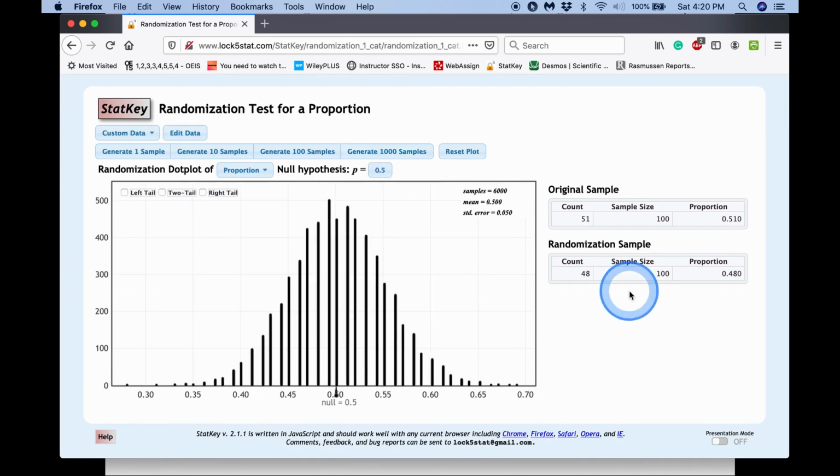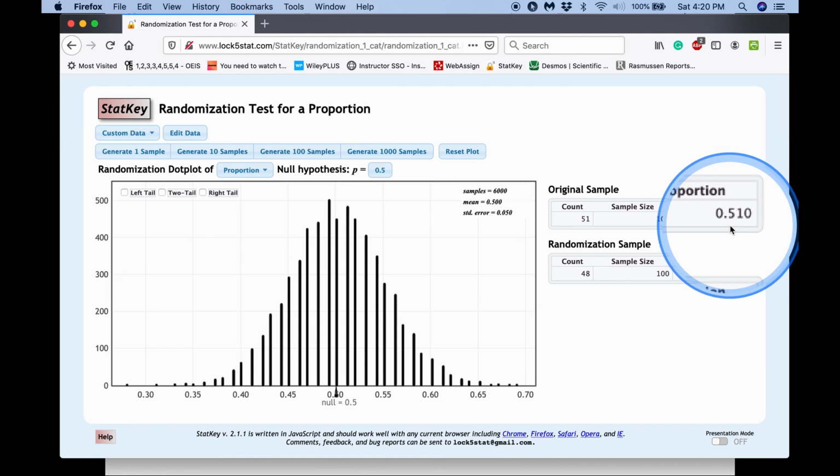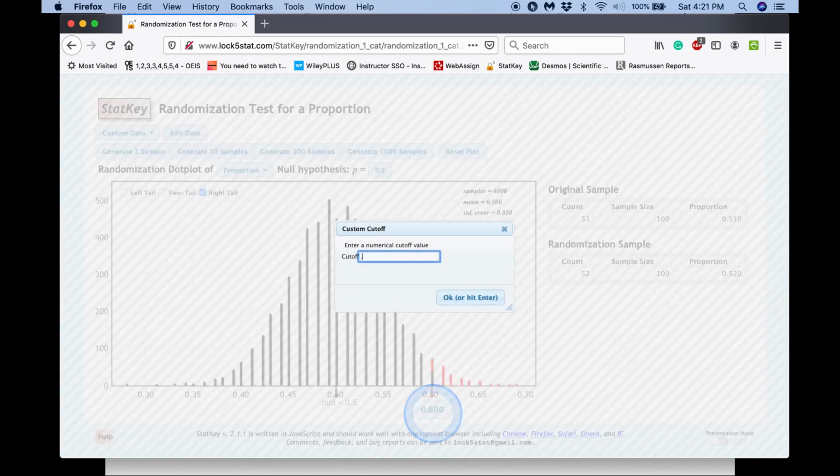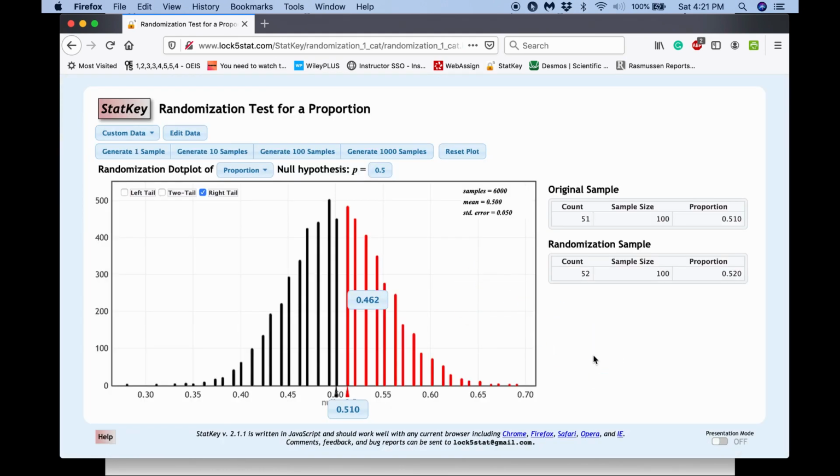Okay, and now we're going to take a look at the proportion that we observed. We observed a p hat of 0.51, and the question is, what's the p-value of that observation? So we're going to ask for 0.51. What that's going to tell us is that under the null hypothesis, we would expect to see a p hat of 0.51 about 46.2% of the time, right? So that's a very large p-value. Let's say we're working at the 5% significance level. We're not going to reject the null hypothesis based on that evidence.